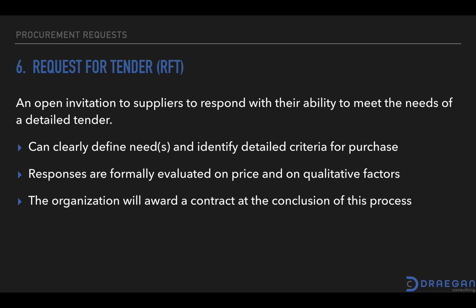So the sixth one is a request for tender. A request for tender is an open invitation to the supplier vendor community to respond with their ability to meet the needs of that tender. You need to be able to clearly define what it is that's needed, as well as the detailed criteria that you're looking for. The difference between this and an RFQ, or request for quote, is that the responses in an RFT are evaluated on price and on qualitative factors. So it does not just come down to price.